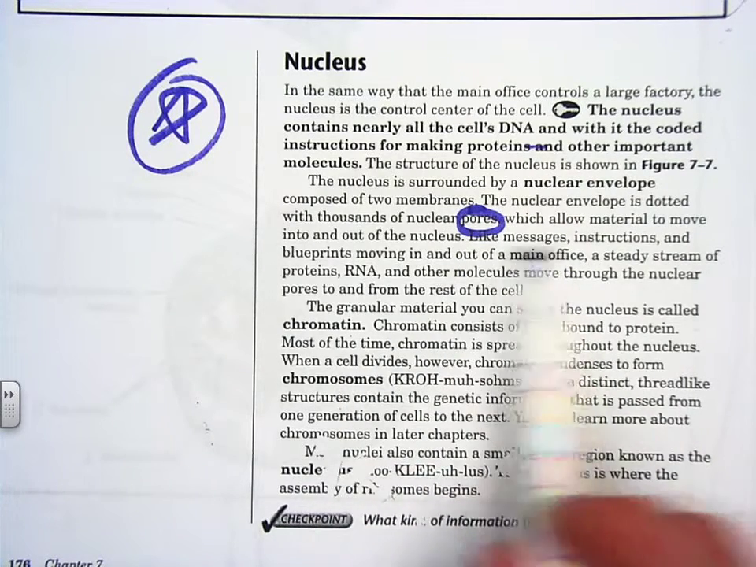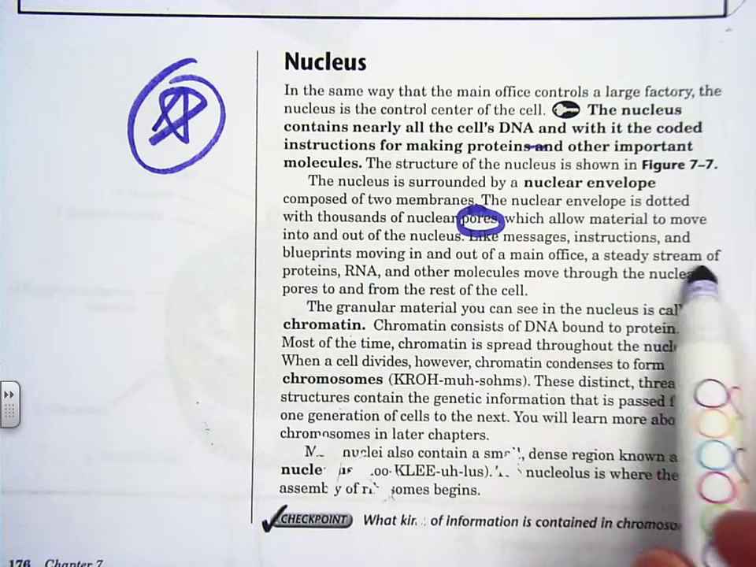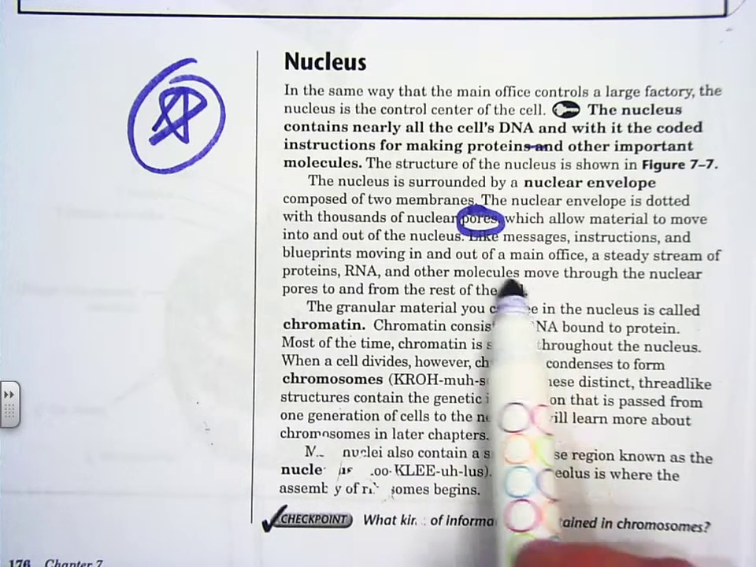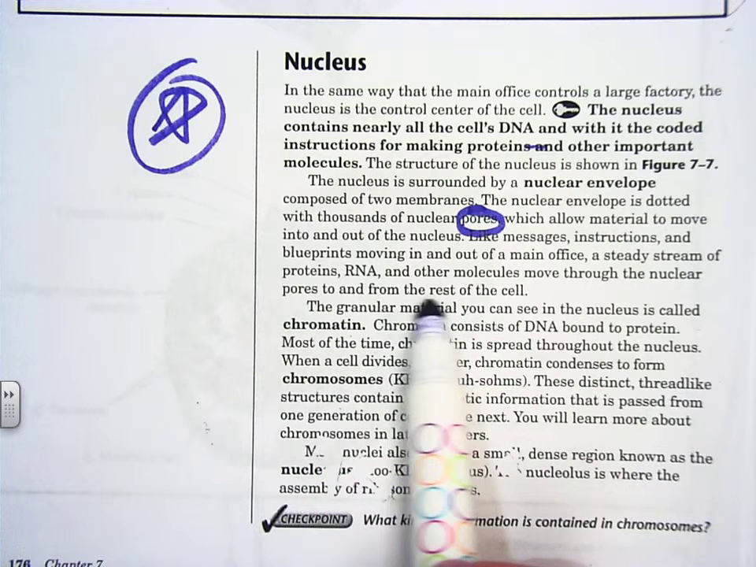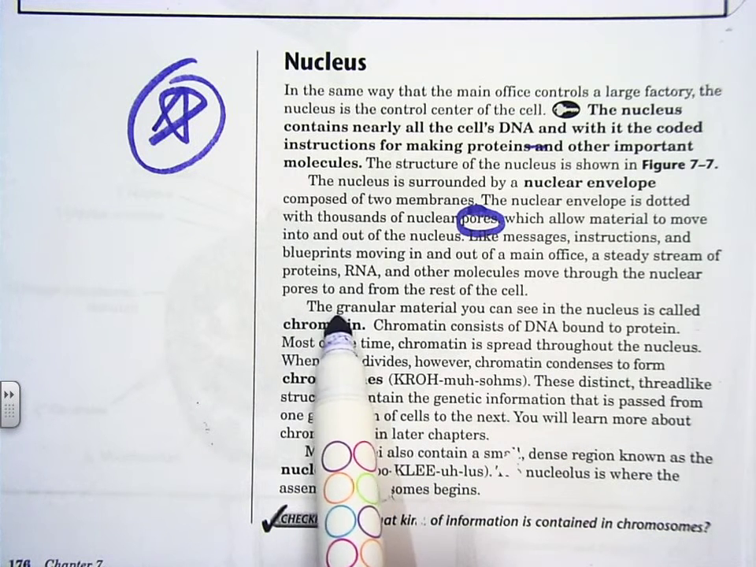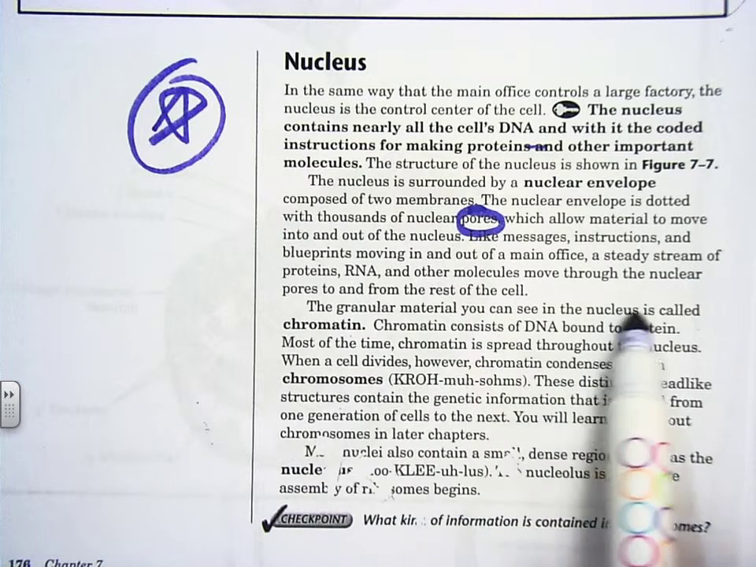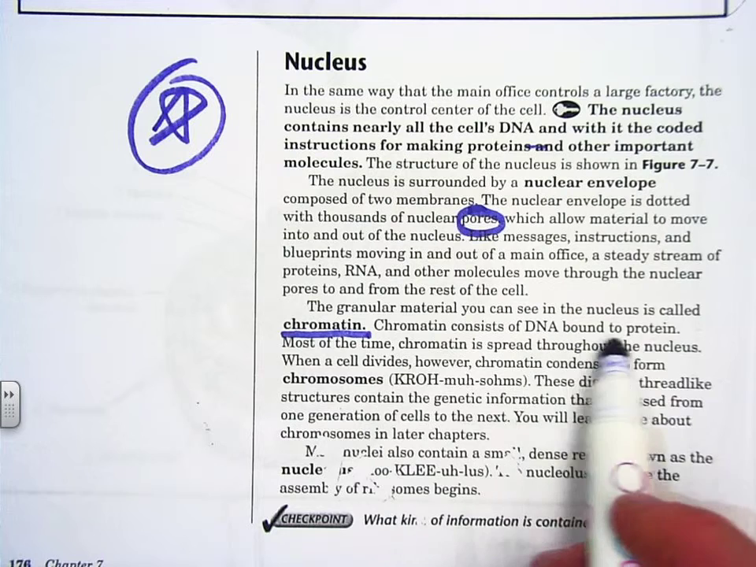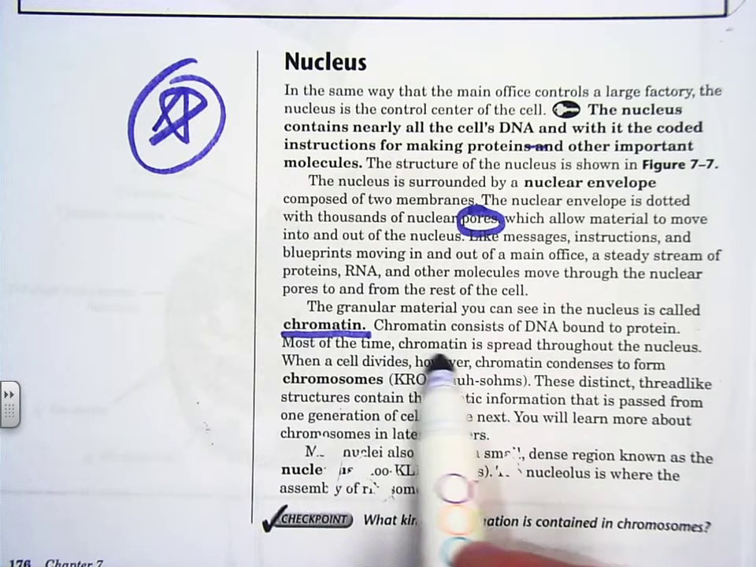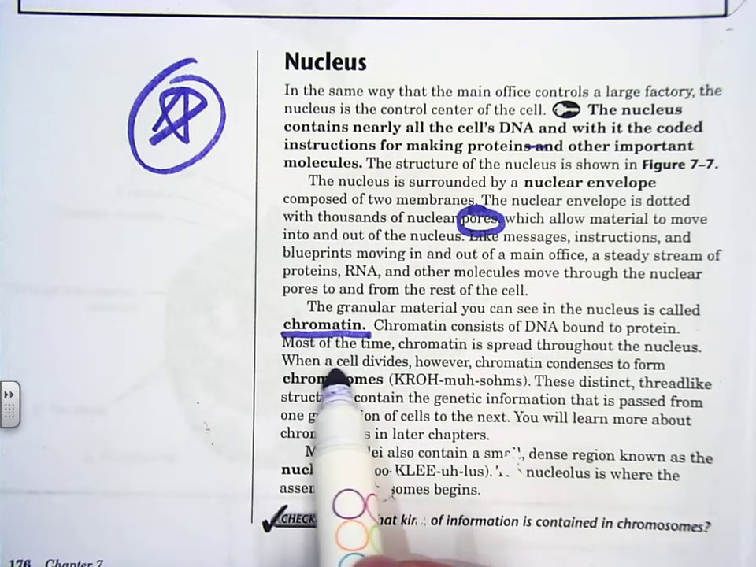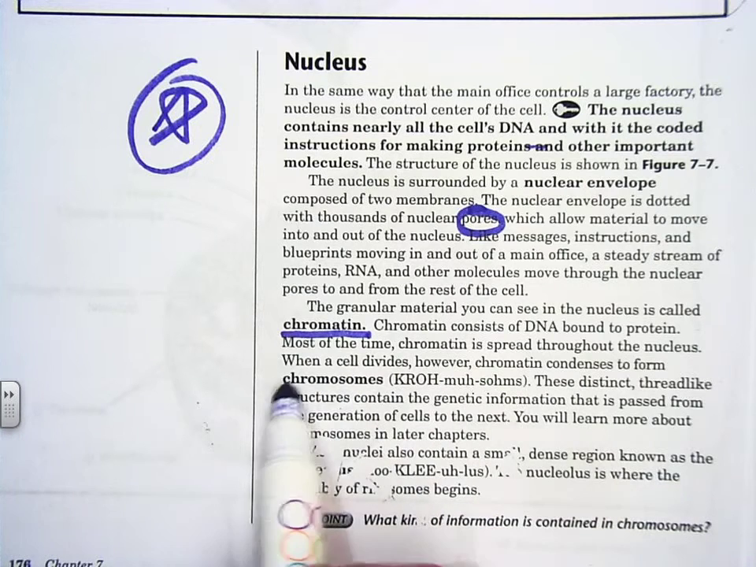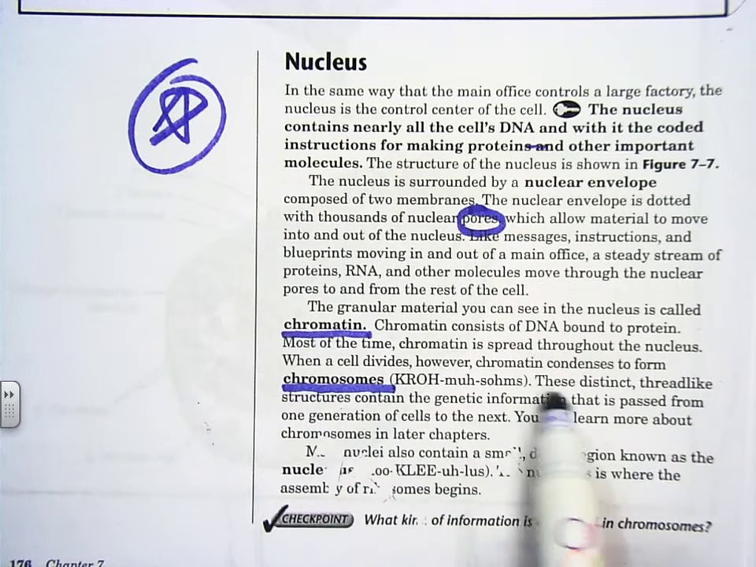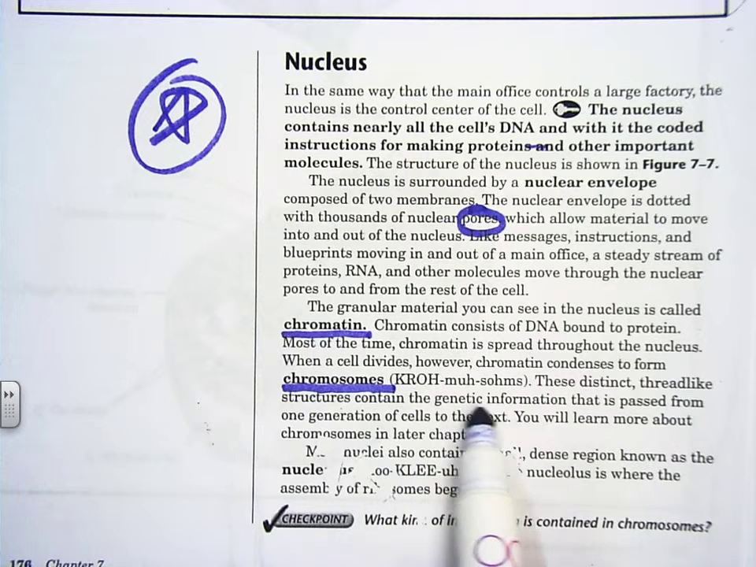Like messages, instructions, and blueprints moving in and out of the main office, a steady stream of proteins, RNA, and other molecules move through the nuclear pores to and from the rest of the cell. The granular, which means grainy, kind of sandy material you can see in the nucleus is called chromatin. Great vocab word. Chromatin consists of DNA bound to protein. Most of the time, chromatin is spread throughout the nucleus. When a cell divides, however, chromatin condenses to form chromosomes. New vocab word, chromosomes. These distinct thread-like structures contain the genetic information that is passed on from one generation of cells to the next. You will learn more about chromosomes in later chapters.